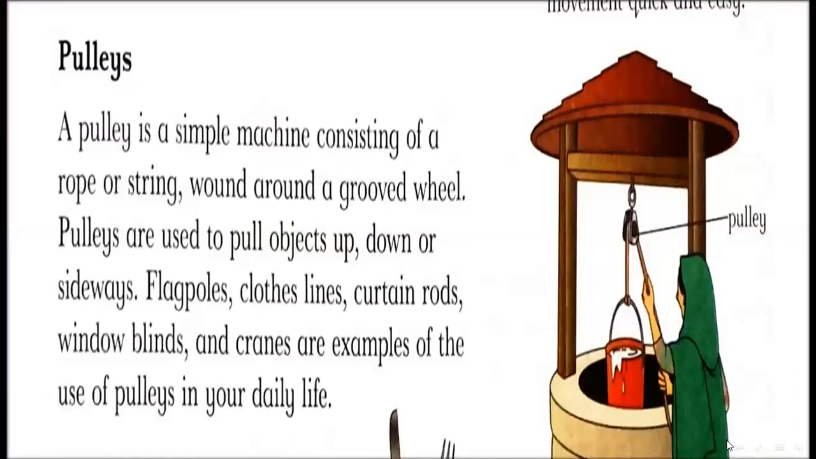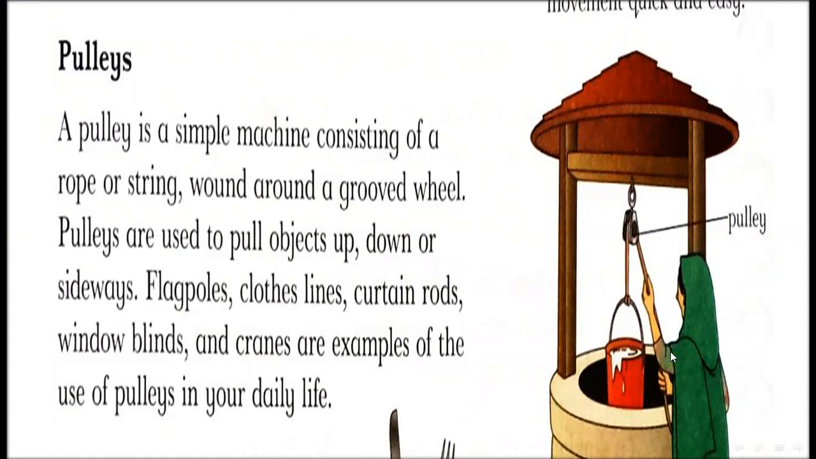Pulleys. A pulley is a simple machine consisting of a rope or string wound around a grooved wheel. Pulleys are used to pull objects up and down or sideways. Flagpoles, clotheslines, curtain rods, window blinds, and cranes are examples of the use of pulleys in your daily life.